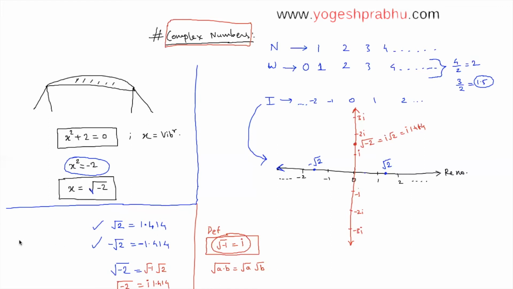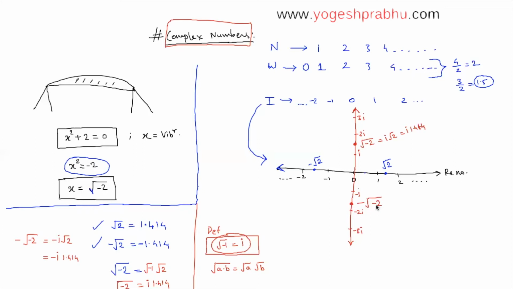And now, of course, you can imagine that if I have the negative square root of -2, that is just going to be negative i square root of 2, or negative i 1.414. So that negative i 1.414 value is going to be between these two, right? So now this is where you will have the negative square root of -2.